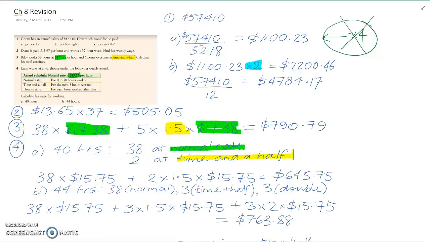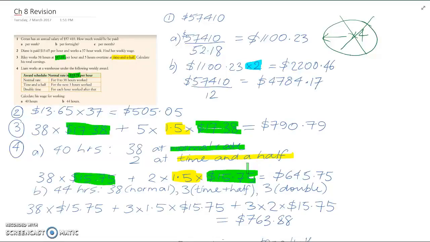So in part A, the 48 hours, the first 38 hours are at normal. That means there's a spare 2, and they're at time and a half. That's what it says in the table. So we've got 38 times 15.75, because that's your normal rate for this question. And then we're going to go 1.5 times the normal rate for the other 2 hours. Okay, and that altogether makes $645.75.